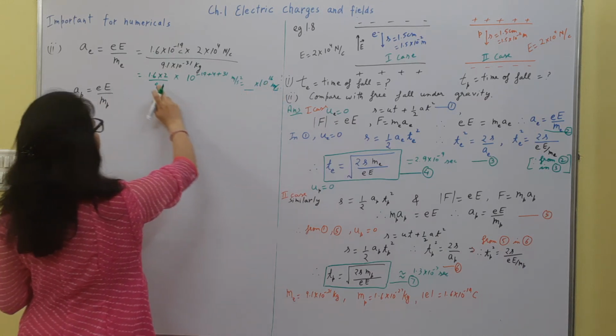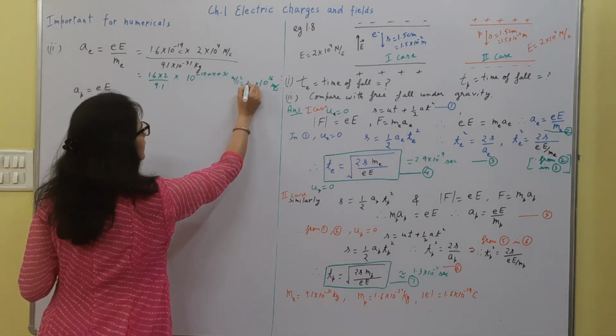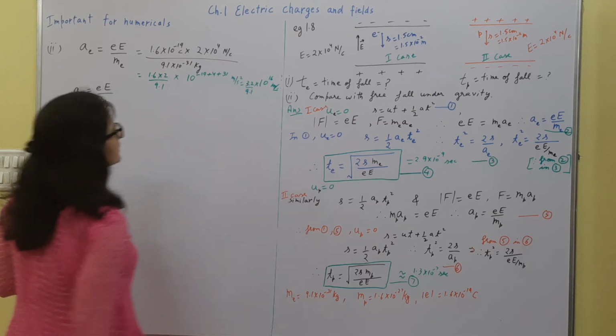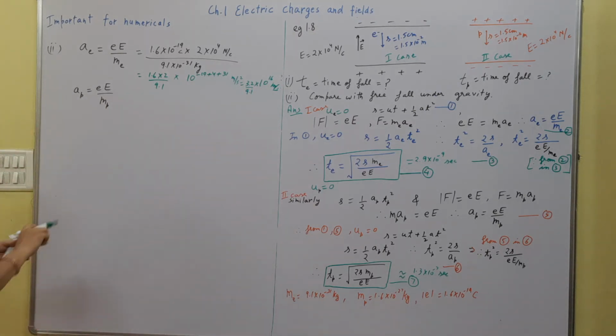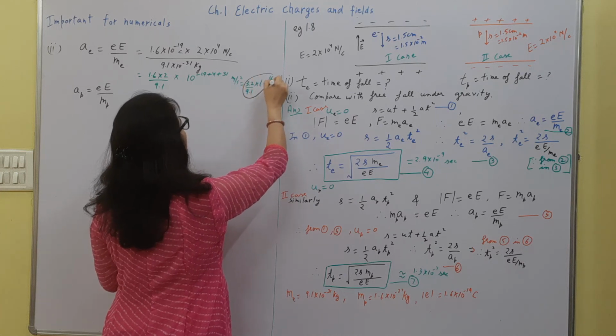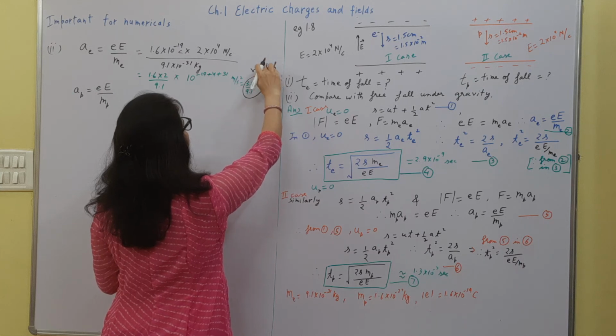So 10 to the power 16. If we multiply, this will be 3.2 upon 9.1, so we can solve it. This will be 0 point something into 10 to the power 16. So very high, a very high value.